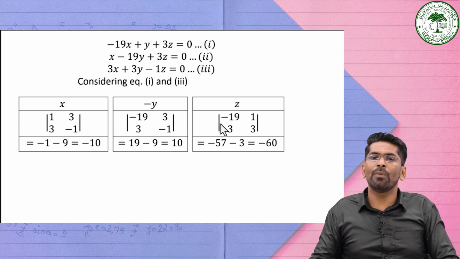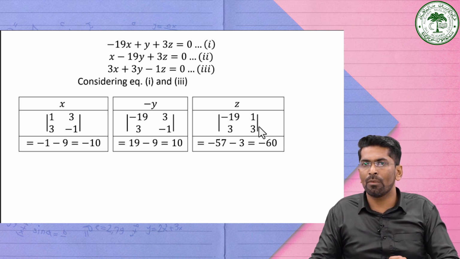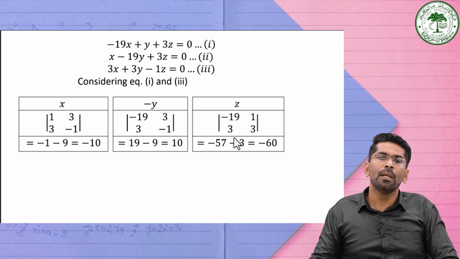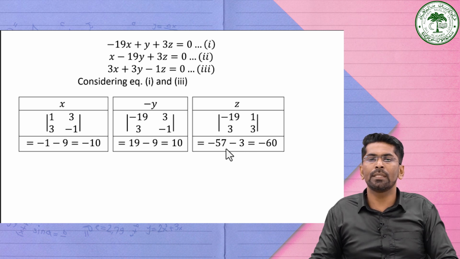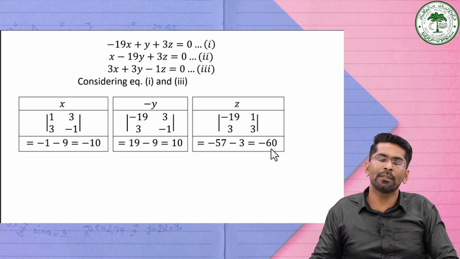Similarly for the z as well. So z is equal to crossing the z values. Then we consider the x and y coefficients. So minus 19, 1 from equation number 1, and from equation number 3 it is 3 and 3. So I am putting it here and we are going to find the determinant value of this submatrix. So it is minus 19 into 3 which is equal to minus 57, minus 1 into 3 which is equal to 3. So minus 57 minus 3 which is equal to minus 60.